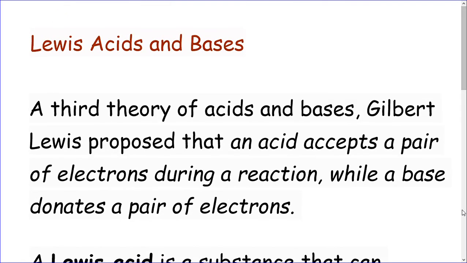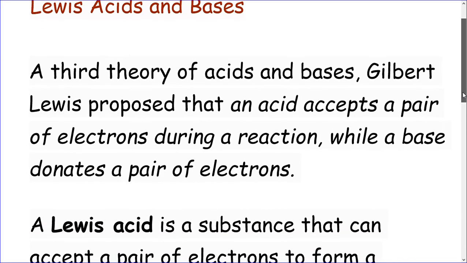So our third part, Lewis acids and bases. A third theory of acids and bases came from Gilbert Lewis. He proposed that an acid accepts a pair of electrons during a reaction, while a base tends to donate a pair of electrons. If you remember going through VSEPR theory from before, they're also called Lewis dot structures. Lewis was very big into how molecular compounds form shapes, and how electrons play the role in how they can combine together.